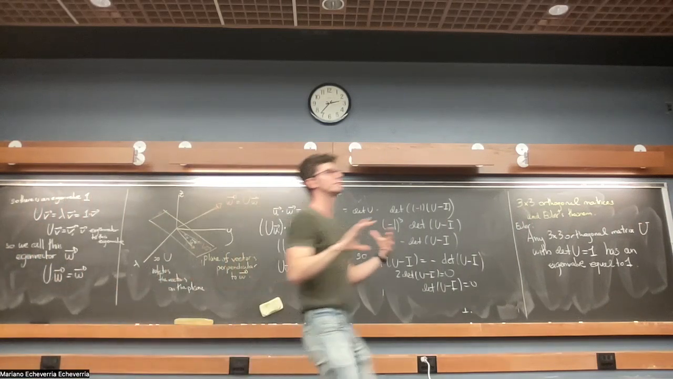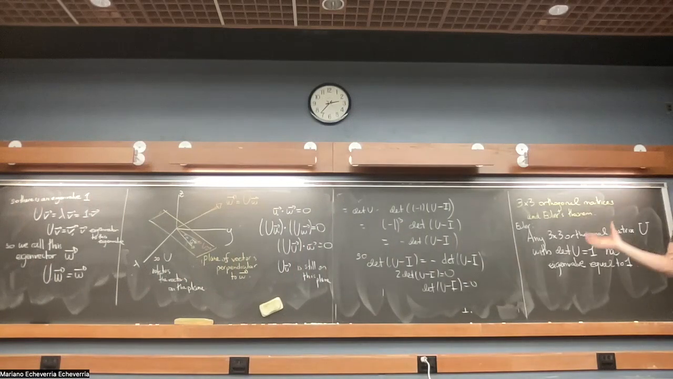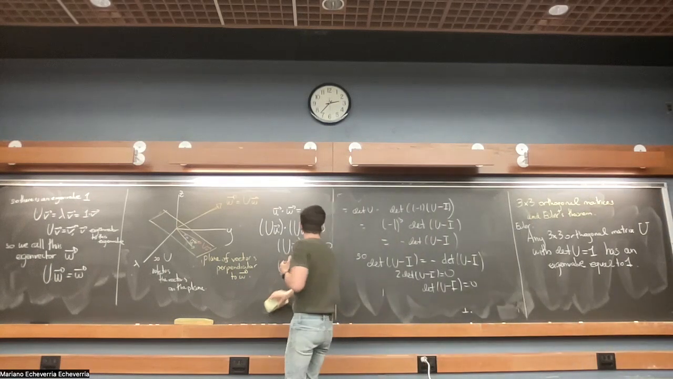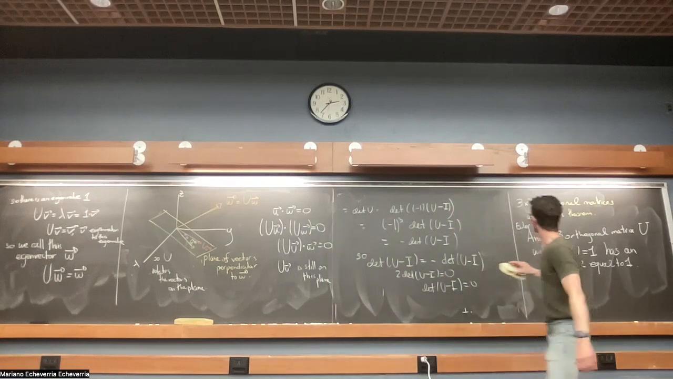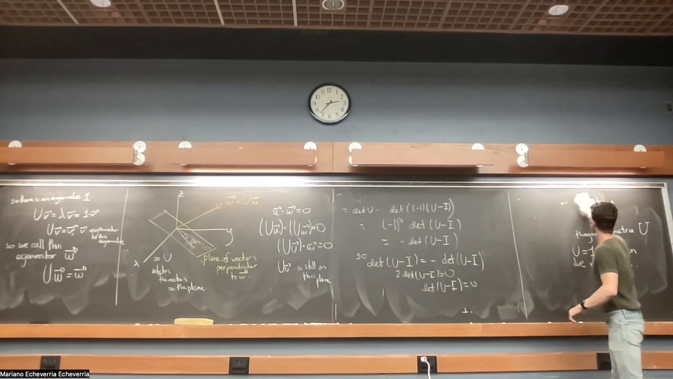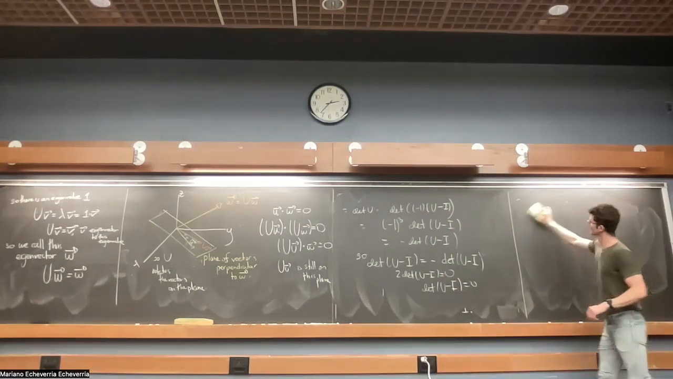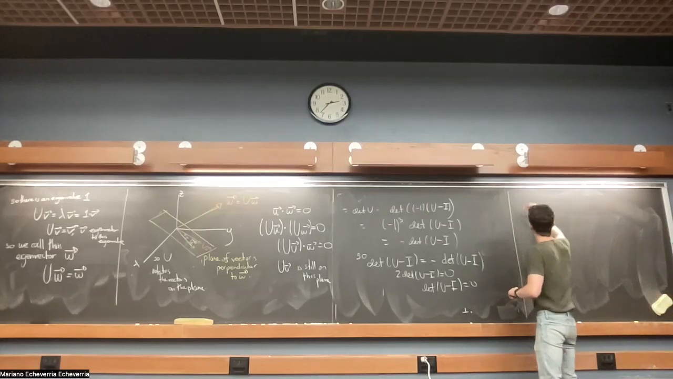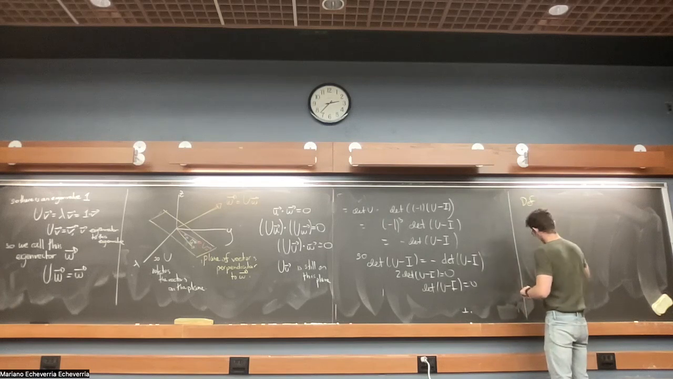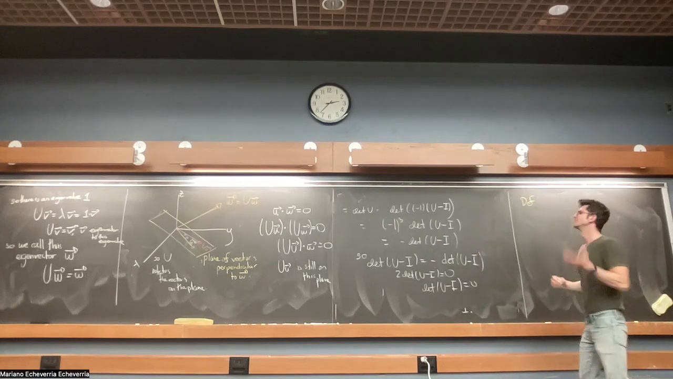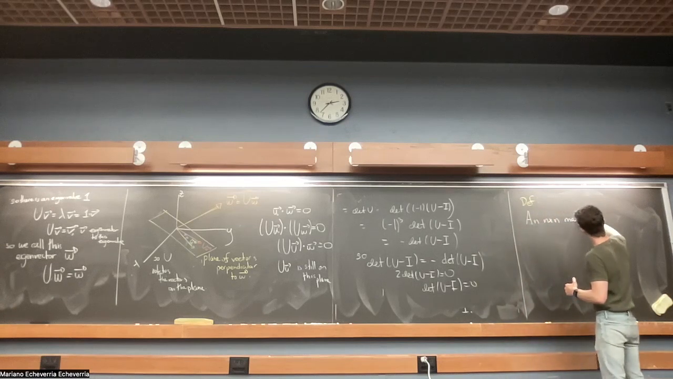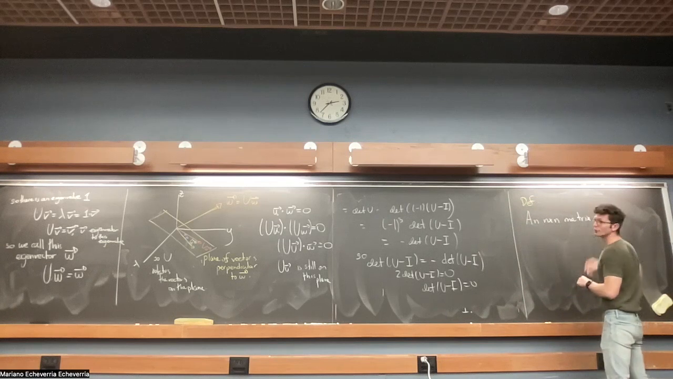So I think it makes sense to think about these matrices as a generalization of what it means to rotate something in space. Just to give you a definition. So here's the definition. An n by n matrix is called a rotation matrix.